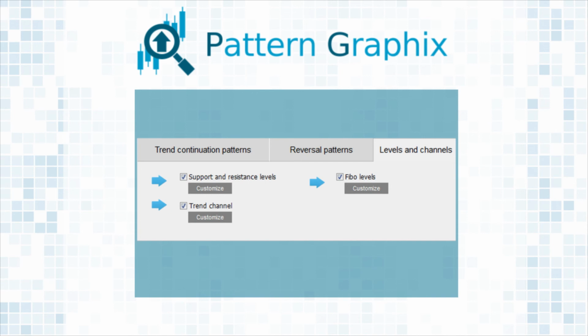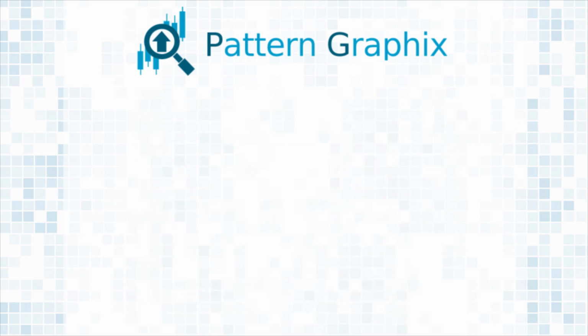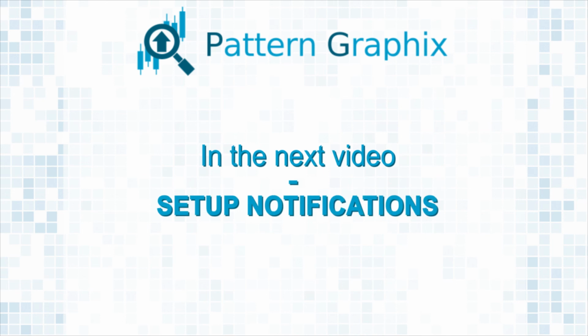Key support and resistance levels, trend channels and Fibo levels help you to forecast further price dynamics. However, to succeed, you need to use all the instruments available in Pattern Graphix. In the next video, you will learn how to adjust notification settings in order to receive up-to-date trading signals.